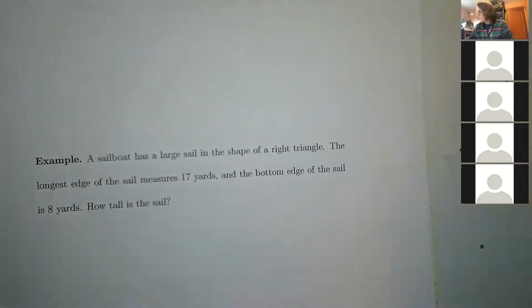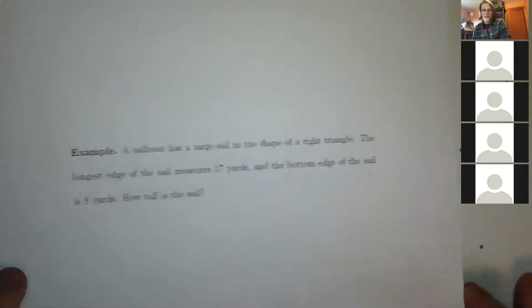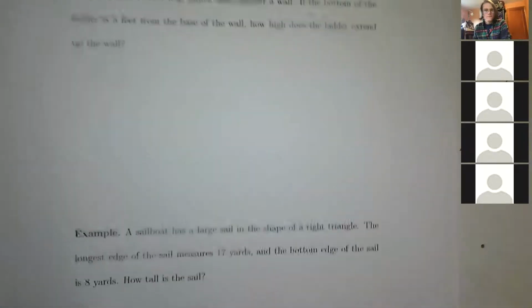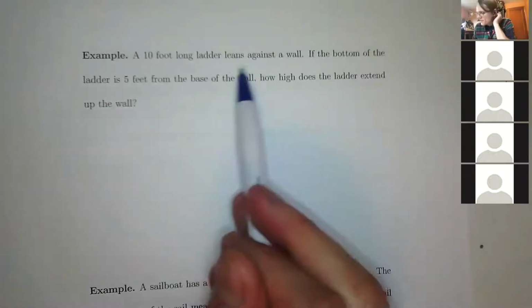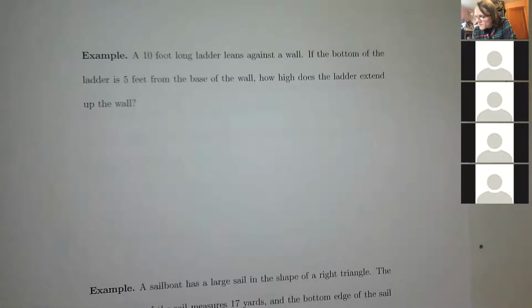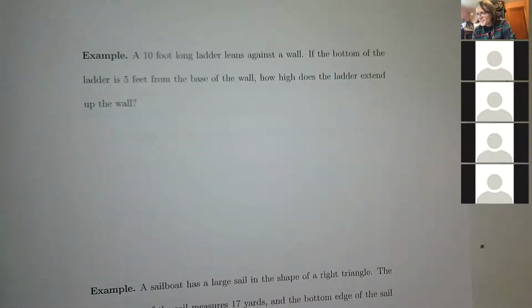So let's do some word problems involving triangles. Always a good time. All right. So a 10-foot long ladder leans against a wall. If the bottom of the ladder is 5 feet from the base of the wall, how high does the ladder extend up the wall?